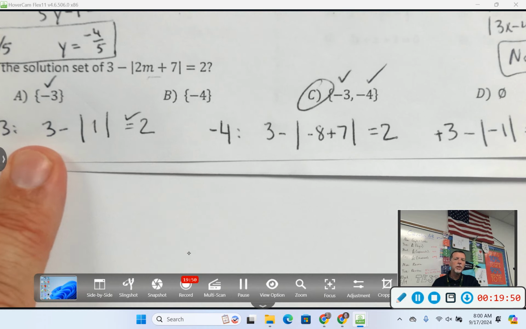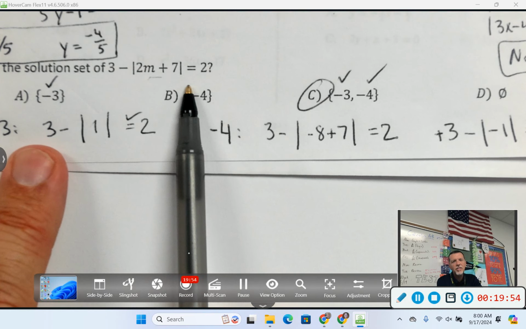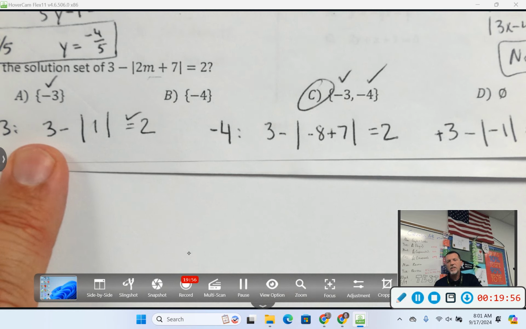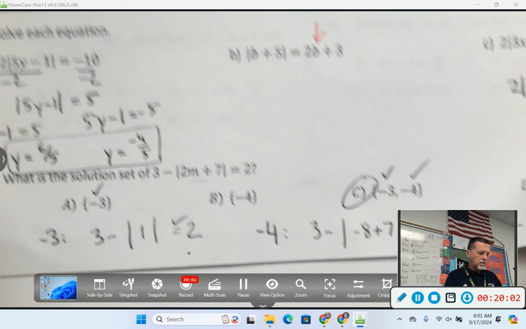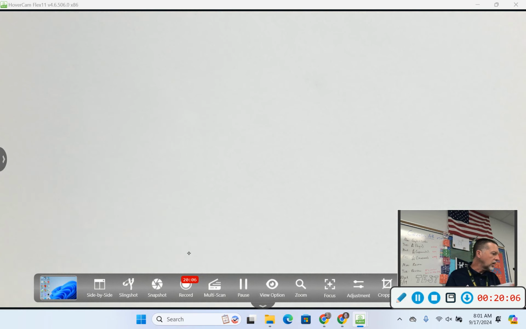Now, again, the real way would be to subtract the 3, divide by -1, set up the two equations, and you'd get both of those answers. But since they're starting you with the answers, why not just plug them in and see if they work? That's the joy of a multiple choice test.